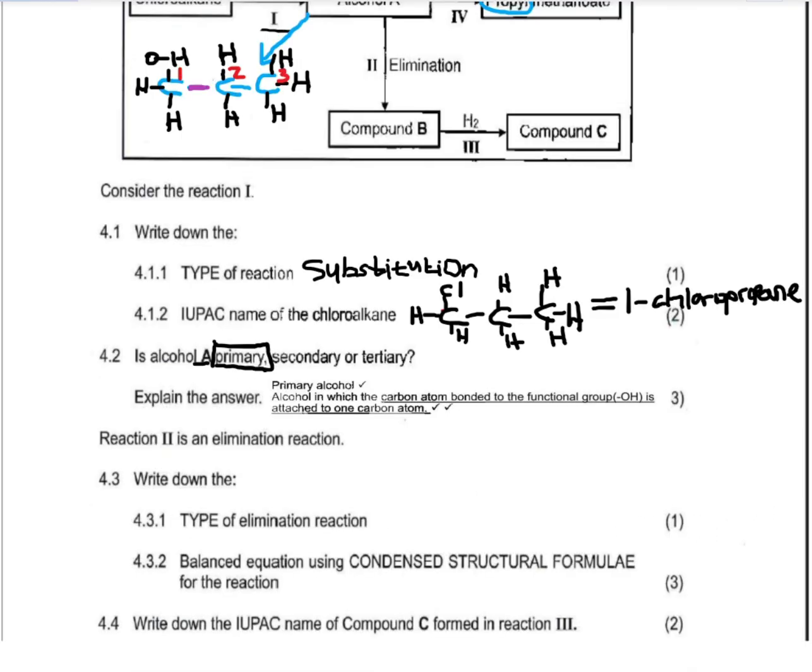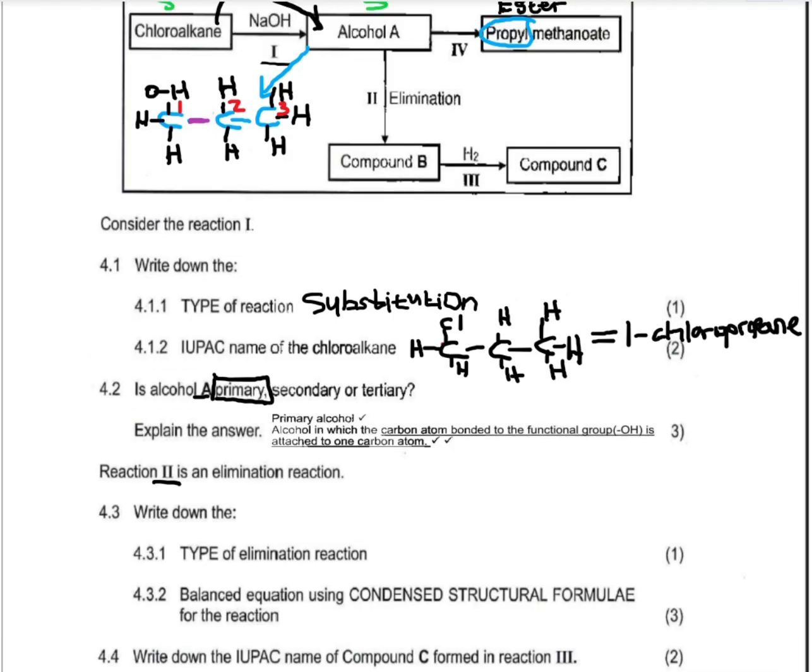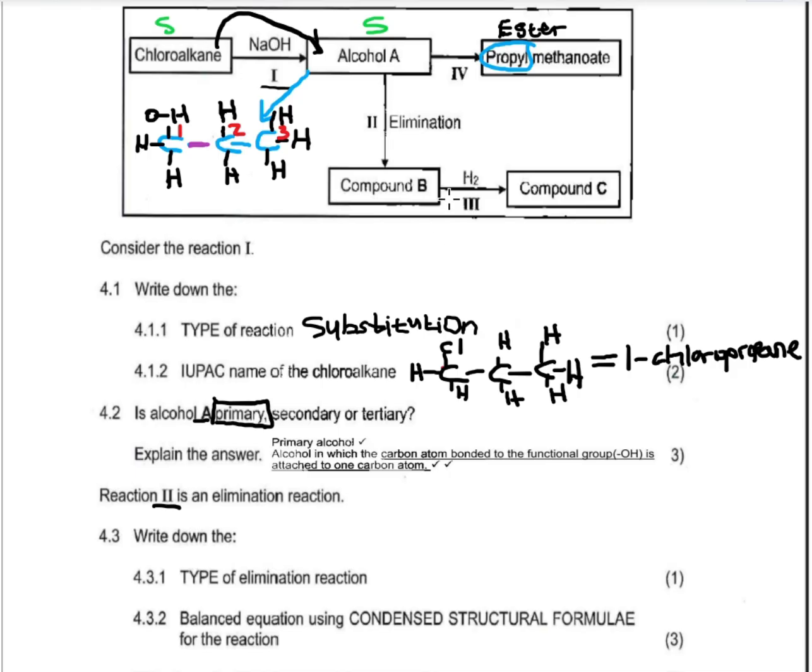Right, now question 4.3, guys. We are told that reaction 2 is an elimination reaction. And so in the first question there, question 4.3.1, what is the type of elimination reaction in reaction 2? Let's go to reaction 2. Guys, you can see here, we are moving from an alcohol to compound B. Alright, from an alcohol to compound B. What type of elimination reaction is that?